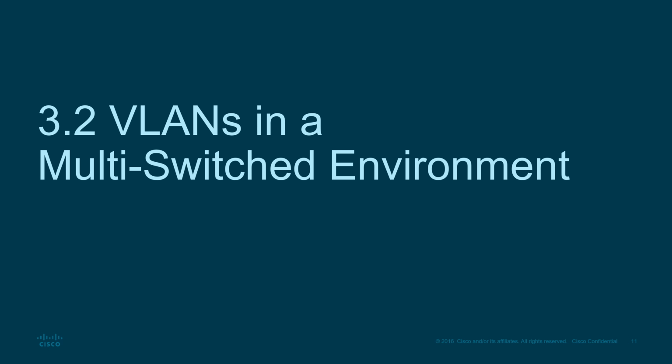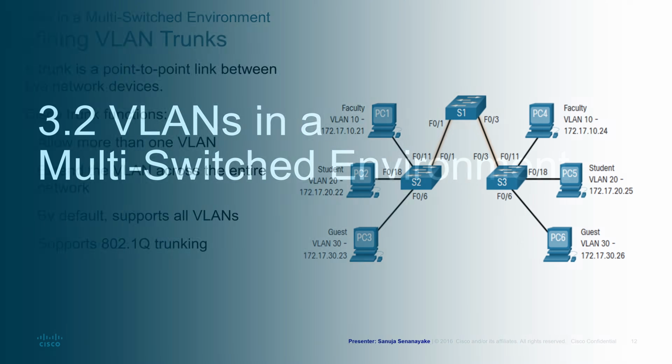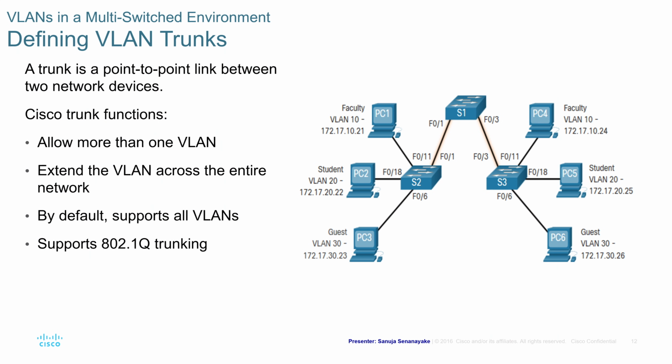VLANs in a multi-switch environment. So let's define VLAN trunks. A trunk is a point-to-point link between two network devices. I briefly covered what a trunk is in my summary of the VLAN overview. Cisco trunks function in a way that allows more than one VLAN's traffic to be communicated within that trunk. It extends the VLAN across the entire network, and by default supports all VLANs and supports 802.1Q trunking.